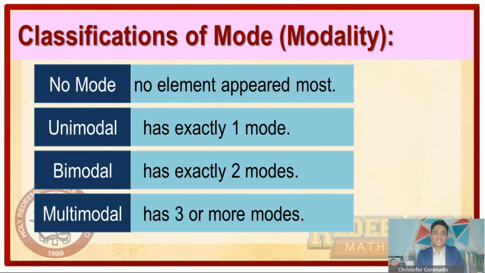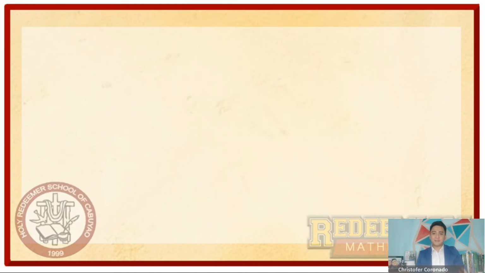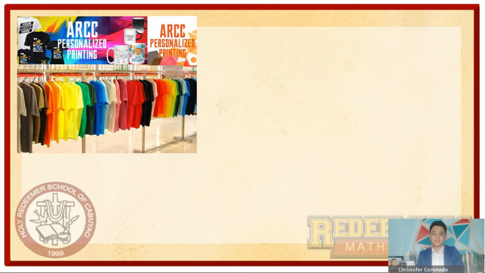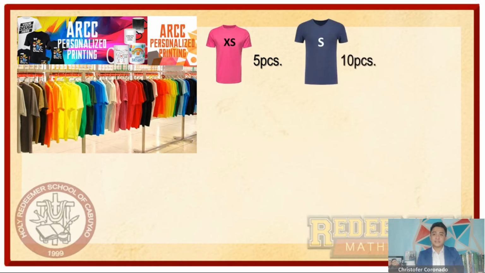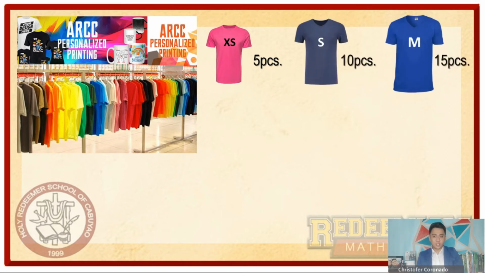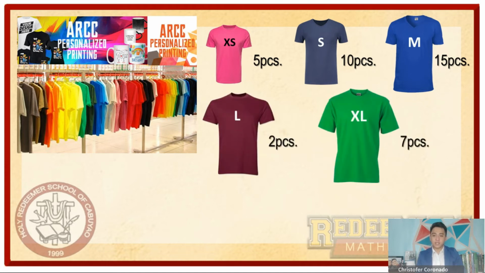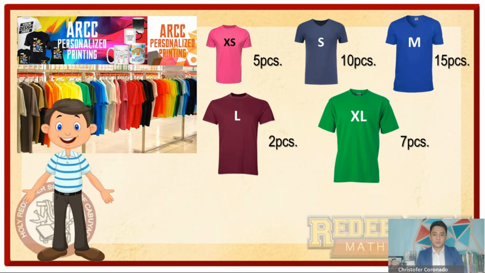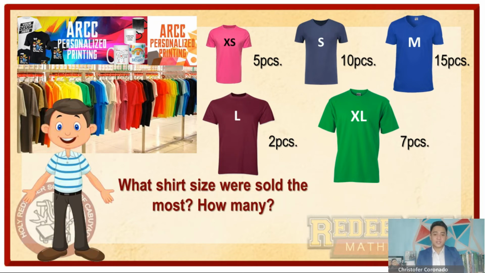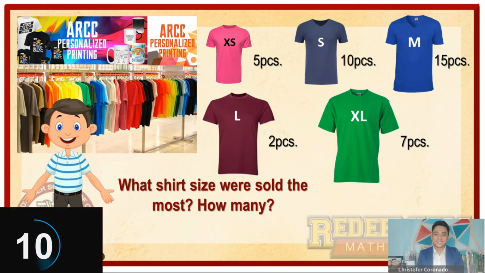Now try this. Suppose your family has a clothing business. After you monitor the sales in a day, you find out that 5 extra small shirts were sold along with 10 small shirts, 15 medium shirts, 2 large shirts, and 7 extra large shirts. Your father then asks you, what shirt size were sold the most and how many? You have 10 seconds to answer.